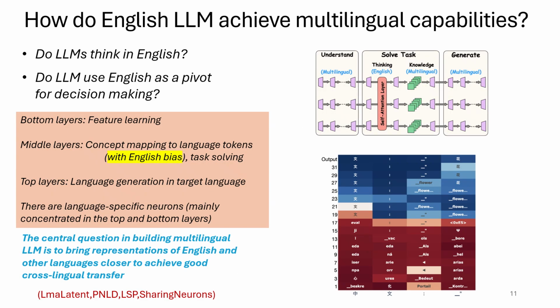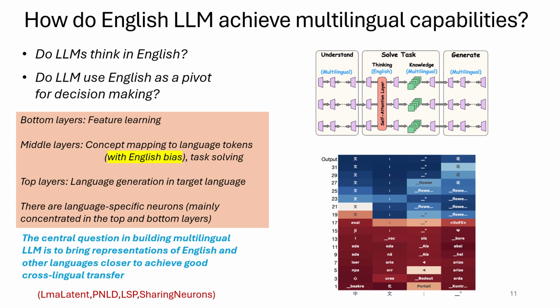The next question is, okay, whatever multilingual capabilities these models have achieved, how do they achieve it? So one of the hypotheses is, do these models kind of think in English? So they consume input in one language, output in another language, but then do the internal processing in English. Put it in another way, do these LLMs use English as a pivot for decision making?